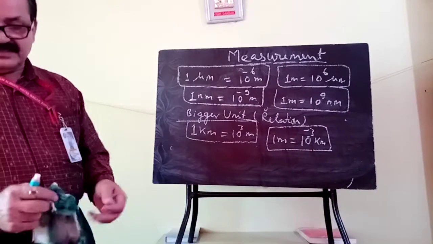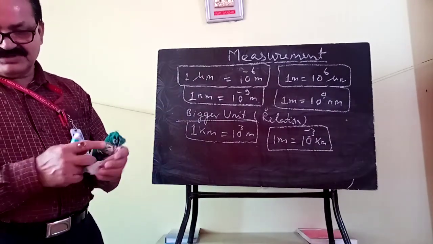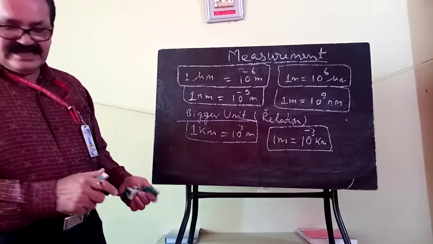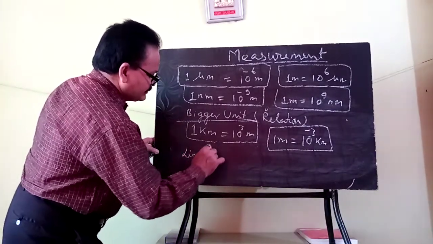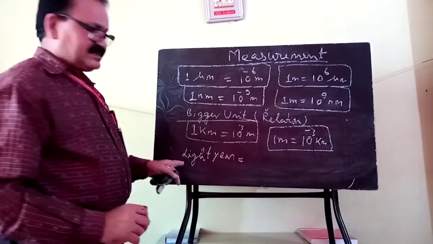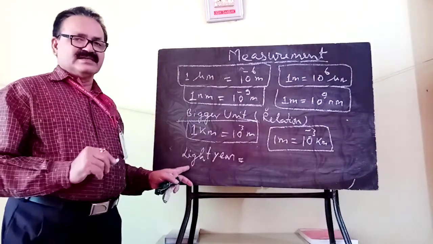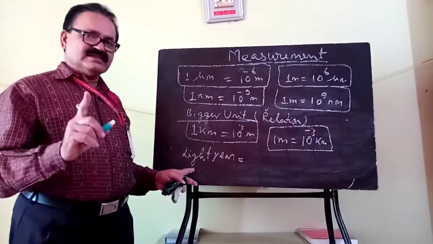These are the common bigger units, but there are other bigger units also, that is the light year. Light year is the distance travelled by light in 1 year.